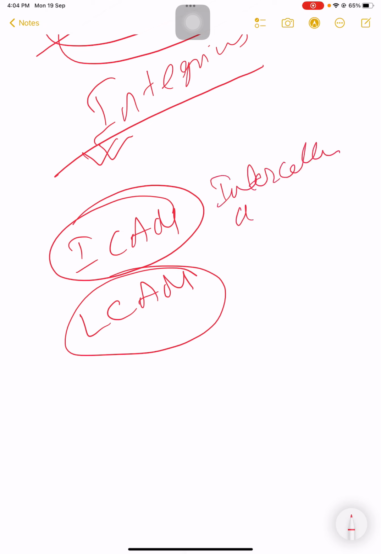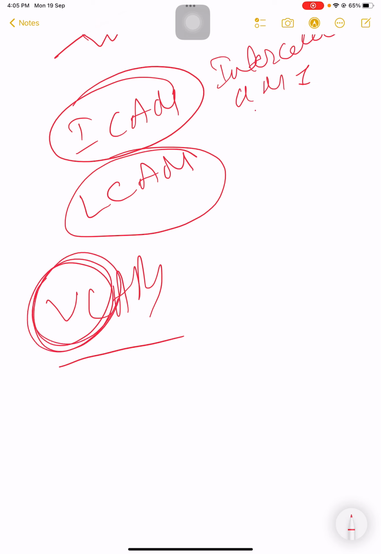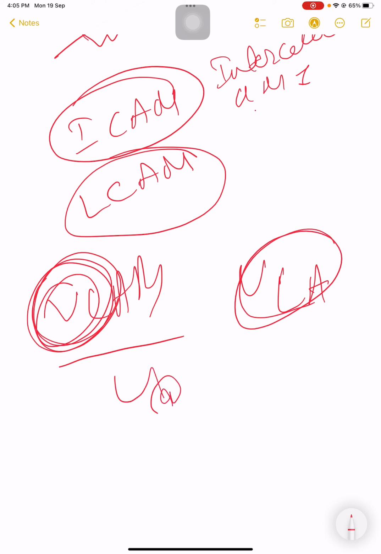Intercellular adhesion molecule 1 binds to the leukocyte function associated antigen 1, also known as macrophage 1. The next component is VCAM. VCAM is vascular cell adhesion molecule, which binds to very late antigen. So V for vascular cell adhesion molecule, and V for VLA, very late antigen. So V attaches to V.